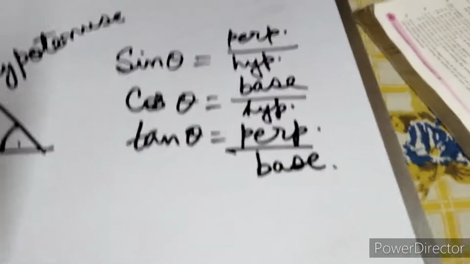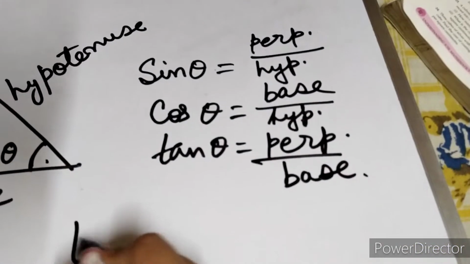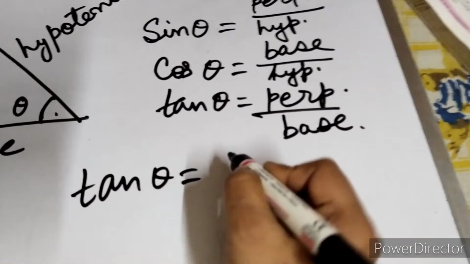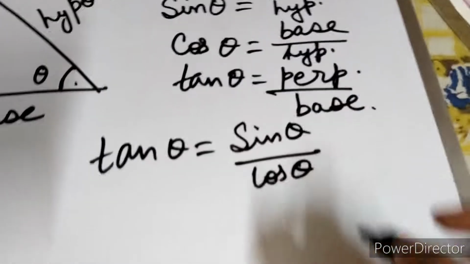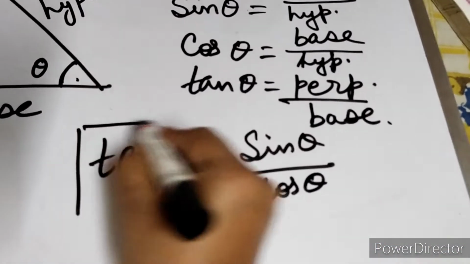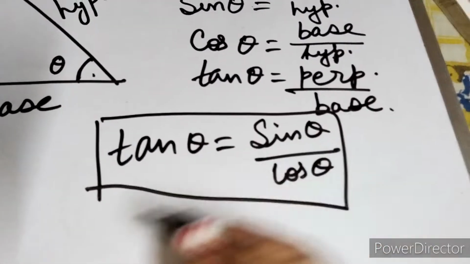Now there is some relation between sine theta, cos theta and tan theta. What is that? Tan theta, we can also say it as sine theta by cos theta. This is again another relation. Remember this one. Tan theta is what? Sine theta by cos theta.